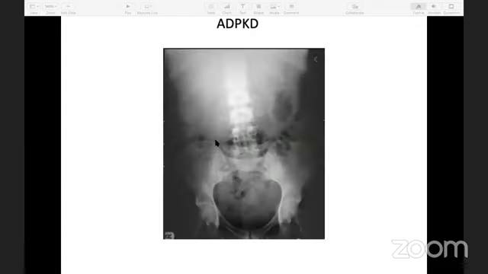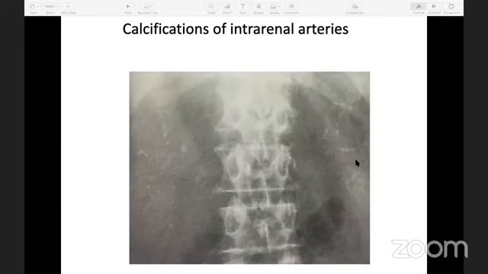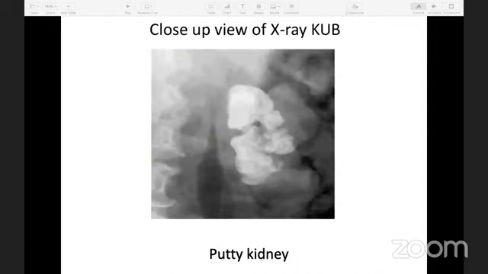In adult polycystic kidney disease, both kidneys are enlarged with irregular outline. This is an X-ray showing calcifications in intrarenal arteries. This is autonephrectomy in renal tuberculosis.